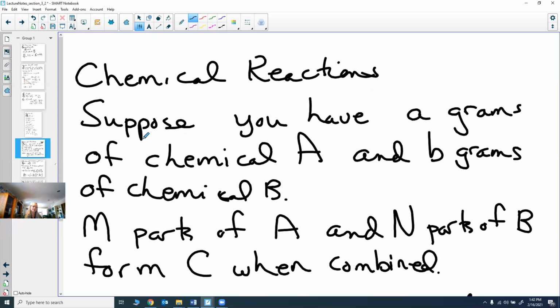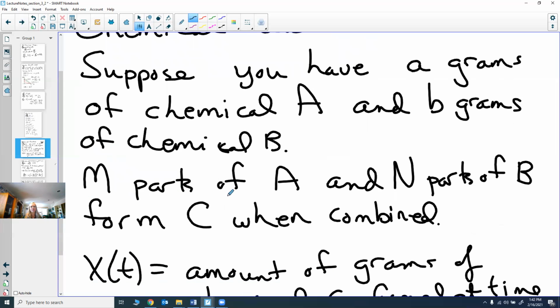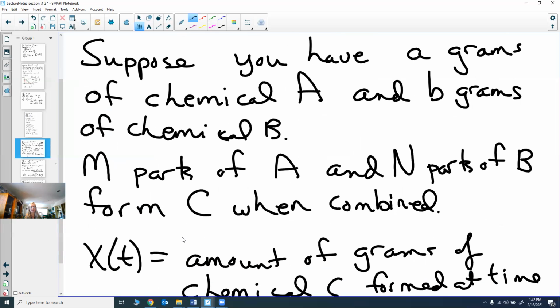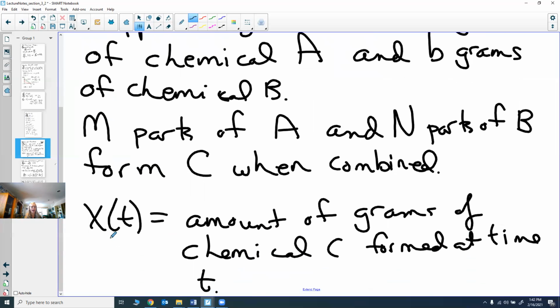We're now going to look at chemical reactions. Suppose you have A grams of chemical A and B grams of chemical B, and M parts of A and N parts of B form C when combined. And so that's how we do chemical reactions. We actually put two chemicals together in different parts, and they react in such a way that they'll form a new compound. We call it C. X of t is the amount of grams of chemical C formed at time t.